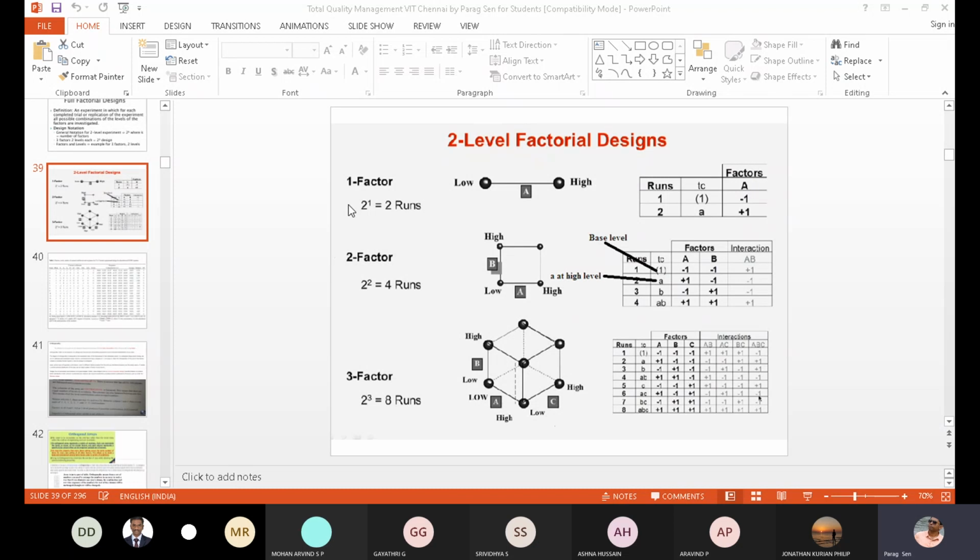Now you can ask how the three levels are actually considered. So I will give you one particular example.